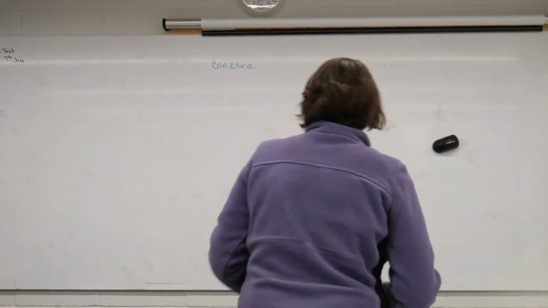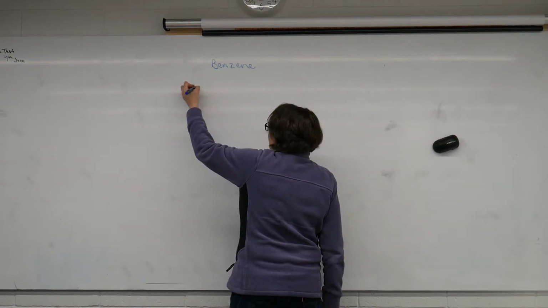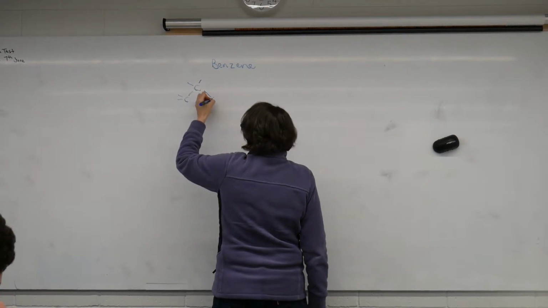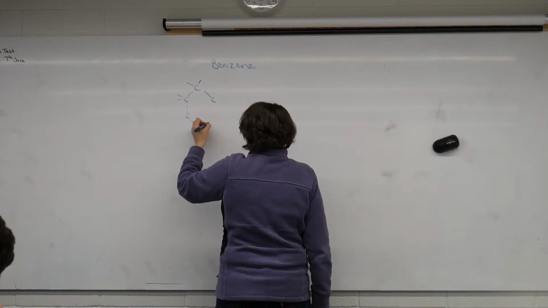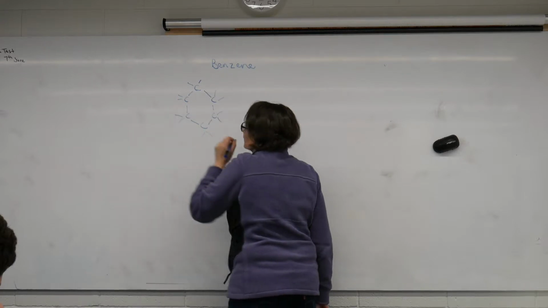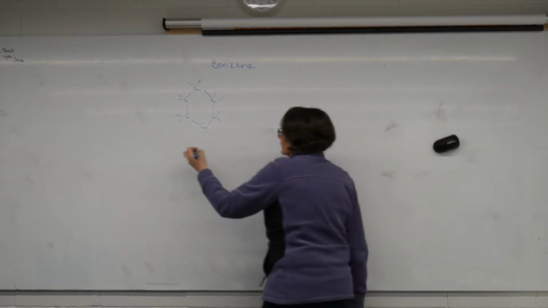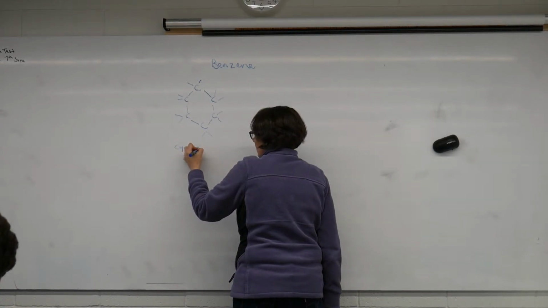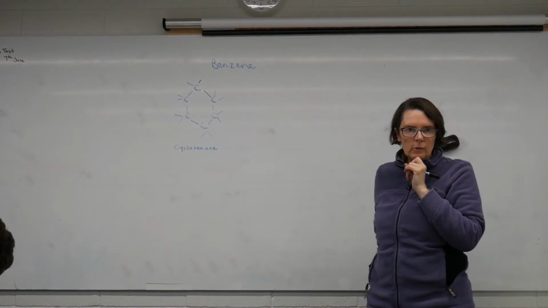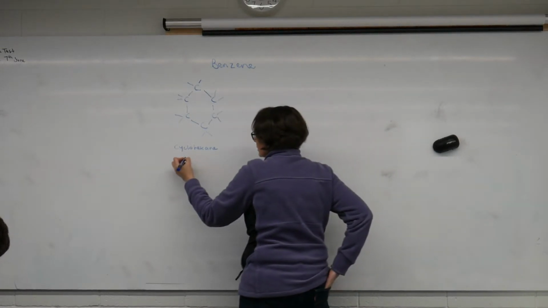We look at benzene. Now, what's this called once I finished drawing it? Cyclohexane. And if I were to write the molecular formula for cyclohexane, what would it look like? C6H12.